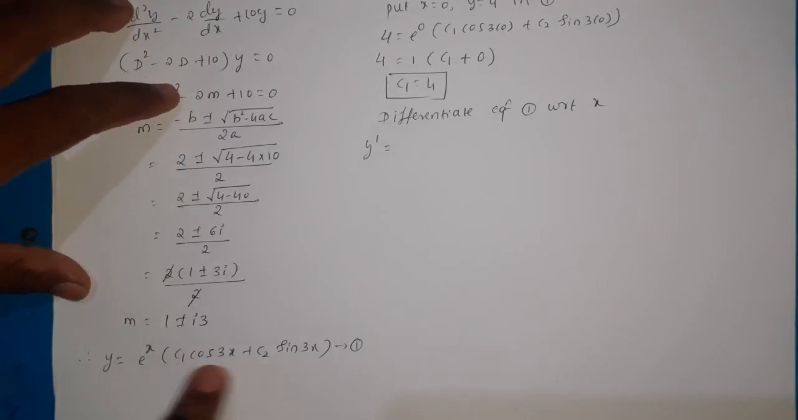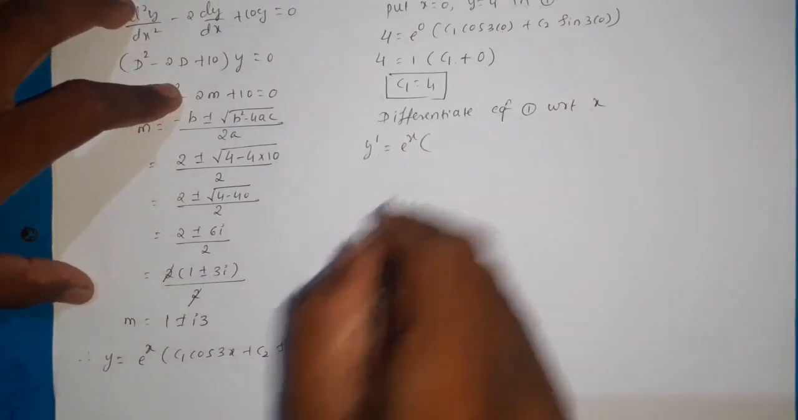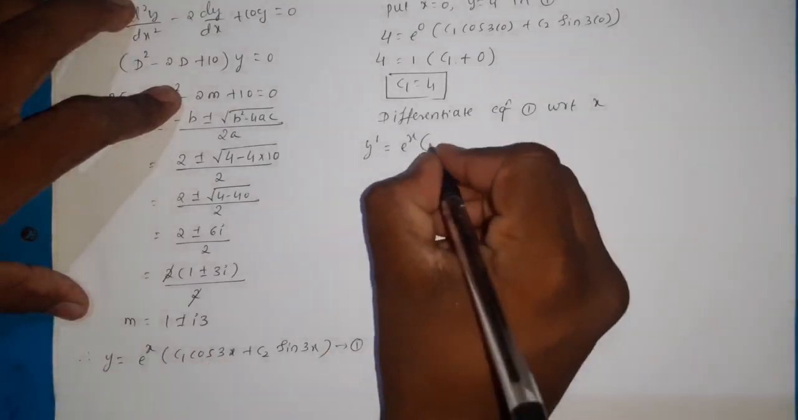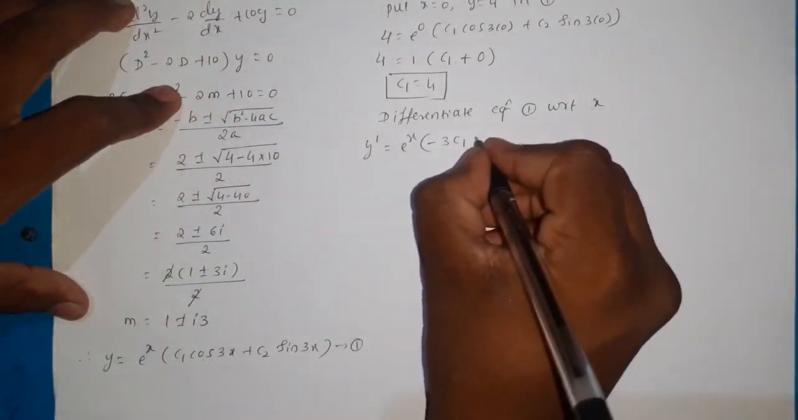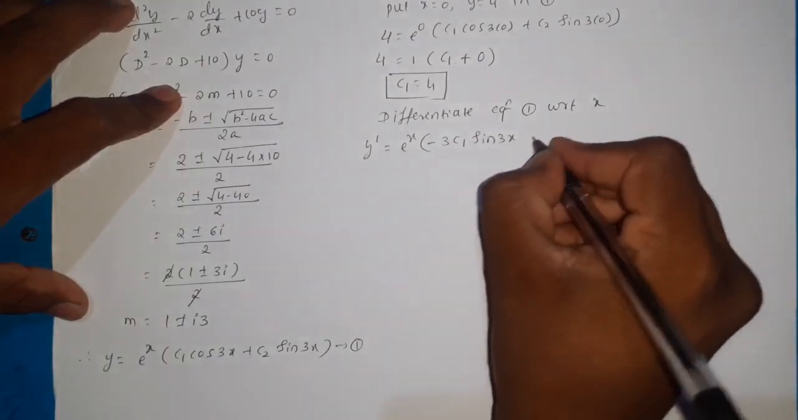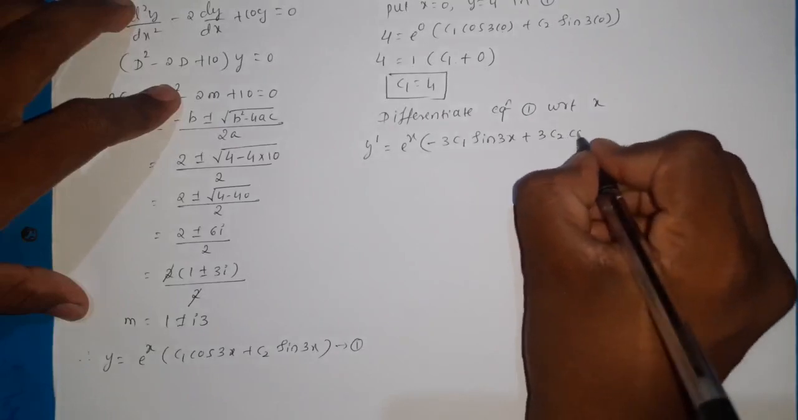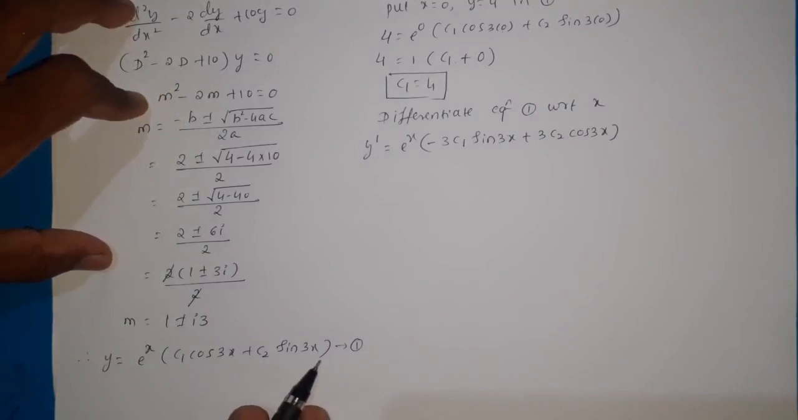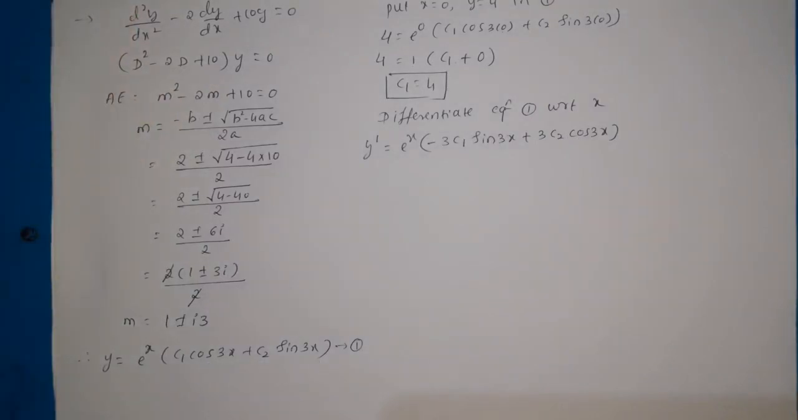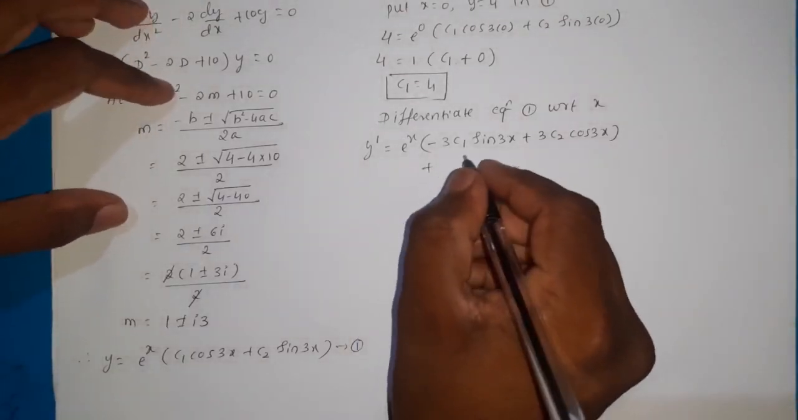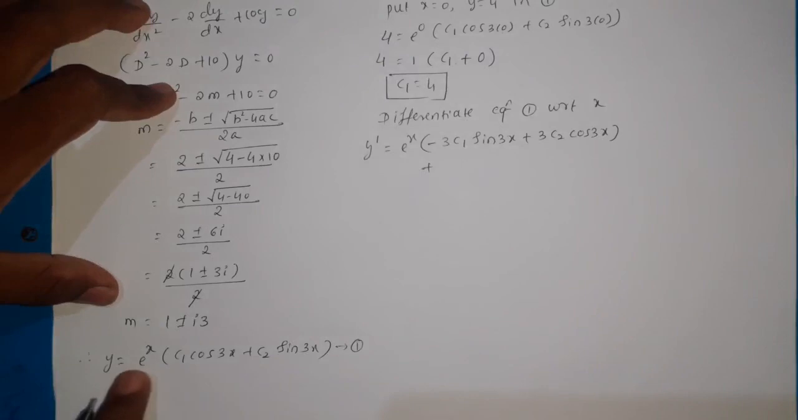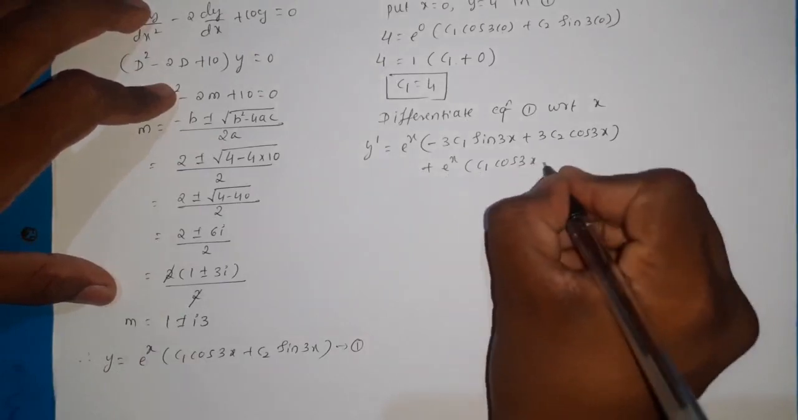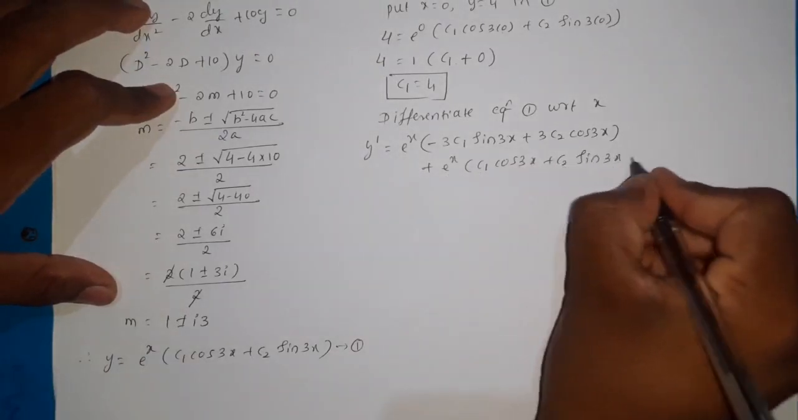u into v form. So first function as it is, that is e power x, then differentiation of c1 cos 3x, that is minus 3 into c1 sin 3x plus 3c2 cos 3x, because differentiation of sin 3x is 3 cos 3x and differentiation of cos 3x is minus 3 sin 3x, plus now the second function as it is, differentiation of the first one, the differentiation of e power x is e power x, then remaining c1 cos 3x plus c2 sin 3x.